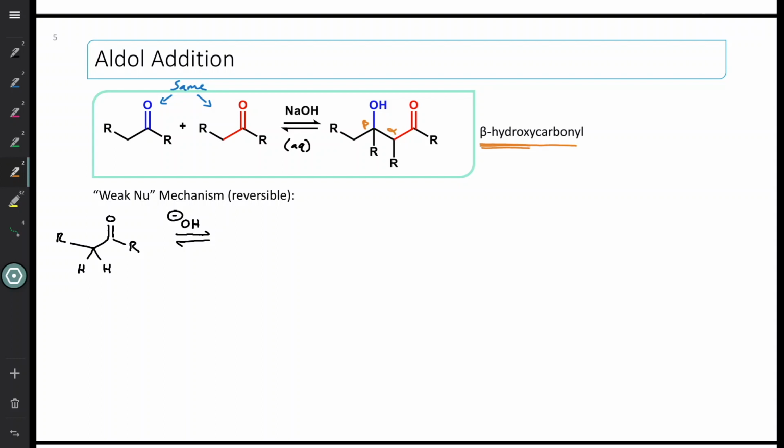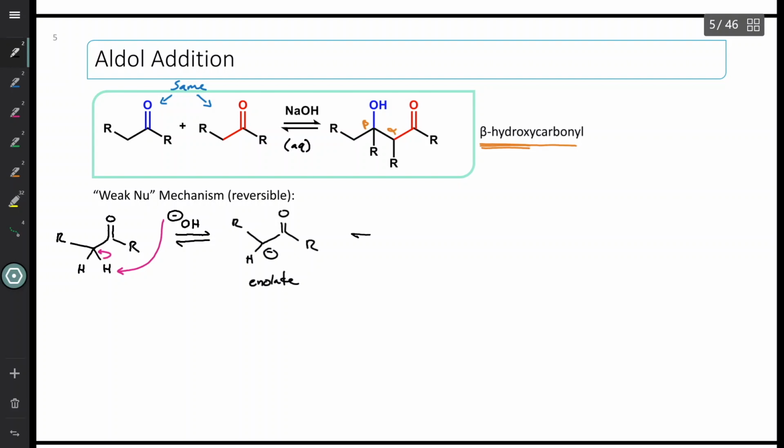We're going to use NaOH, an aqueous NaOH, and let's look at the mechanism. So here we're going to have, this is going to be a weak nucleophile, so this will be a reversible mechanism. We're going to start with the base deprotonating the alpha CH and forming the enolate. So our first structure is, there's still one proton here, right, is the enolate.